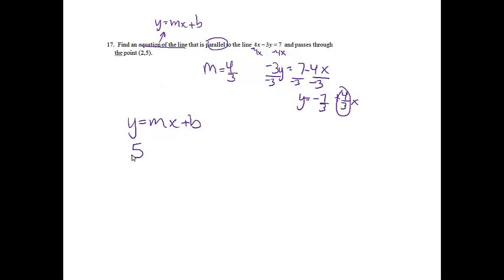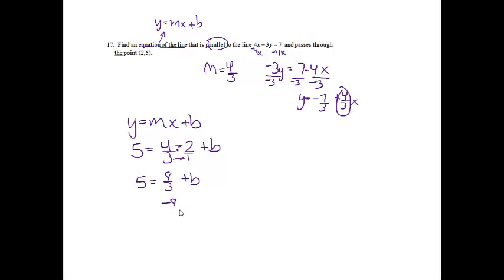I know my y value from above is 5. My m I just found was 4/3. My x is 2, plus b. Now working this out, I get 5 equals, if you don't remember how to do this, put a 1 underneath the 2. Just multiply straight across. It gives me 8/3 plus b.